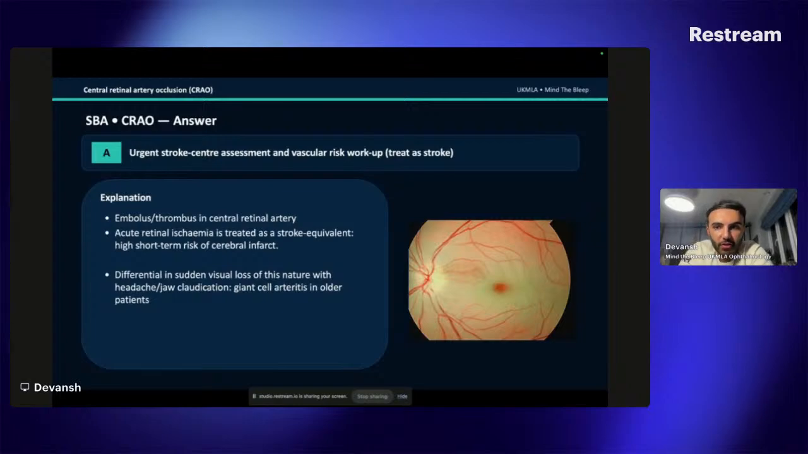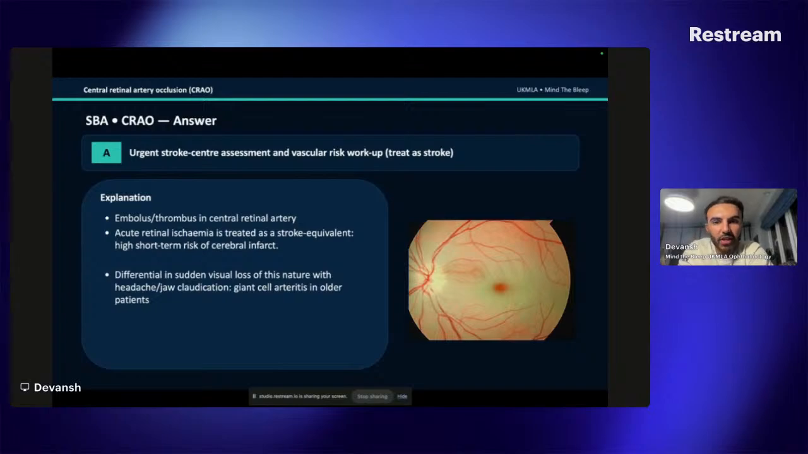Okay, so this is an example of central retinal artery occlusion, and hence the most important thing is option A, urgent stroke center assessment and vascular risk workup. Reason being, this is essentially a form of either an embolus or a thrombus getting stuck in the central retinal artery. So that's what's causing our sudden visual loss here. And acute retinal ischemia that is caused because of an embolus or a thrombus in the central retinal artery is in fact treated as a stroke equivalent, because this patient will also have risk factors for strokes and TIAs as well. So key thing to consider on top of all that is one of the differentials here.